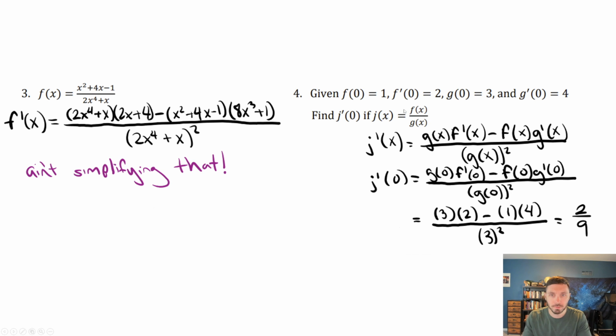All right, for the next one here, J is defined as F over G, so that's literally just the definition, low d high minus high d low all over low squared. And then I have all these. They're all listed above. Plug and play, you get 2 over 9.